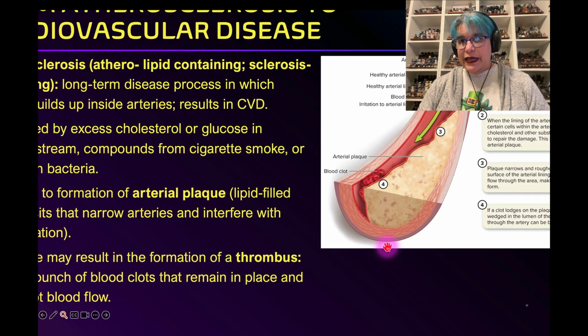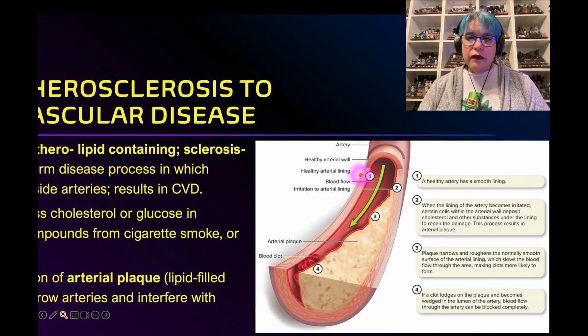So looking at this, we've got healthy artery up here. Here is when the lining of the artery becomes irritated, okay? So certain cells in the arterial wall start to deposit cholesterol and other substances under the lining to repair the damage. This is what starts our arterial plaque.